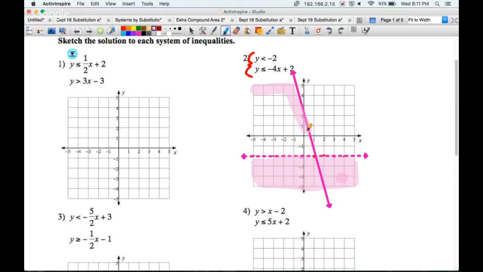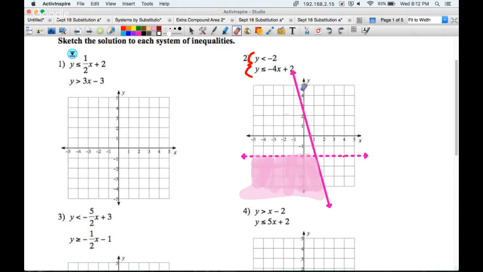So I'm shading the lower half of this line. You'll see the overlap is this section of the graph down here. So I can erase pretty much everything that's not in that section, right up to my dotted line here, and only keep that section there.